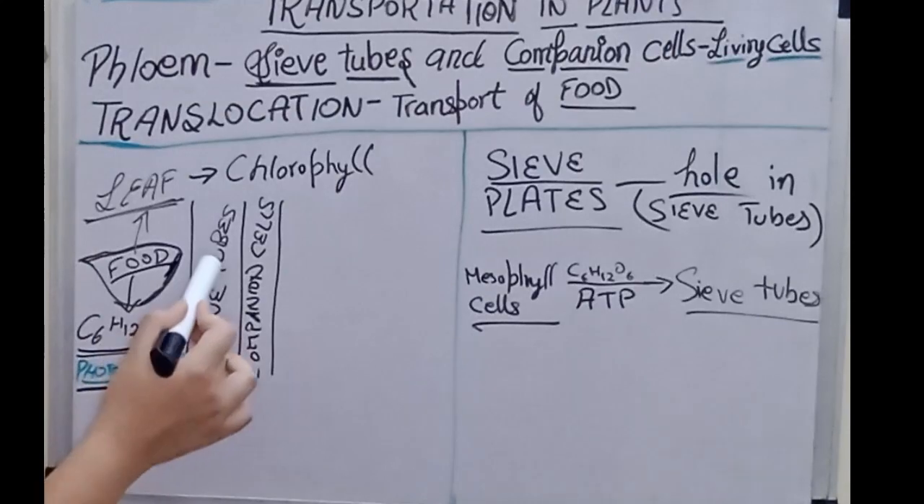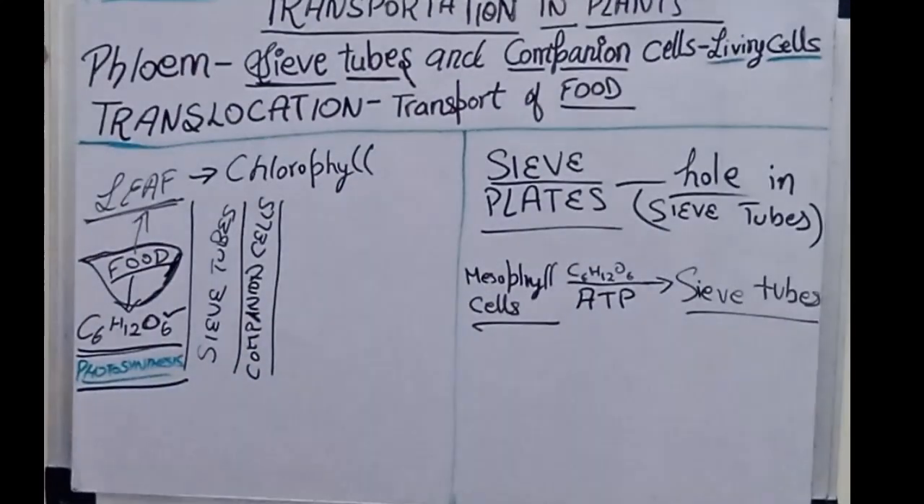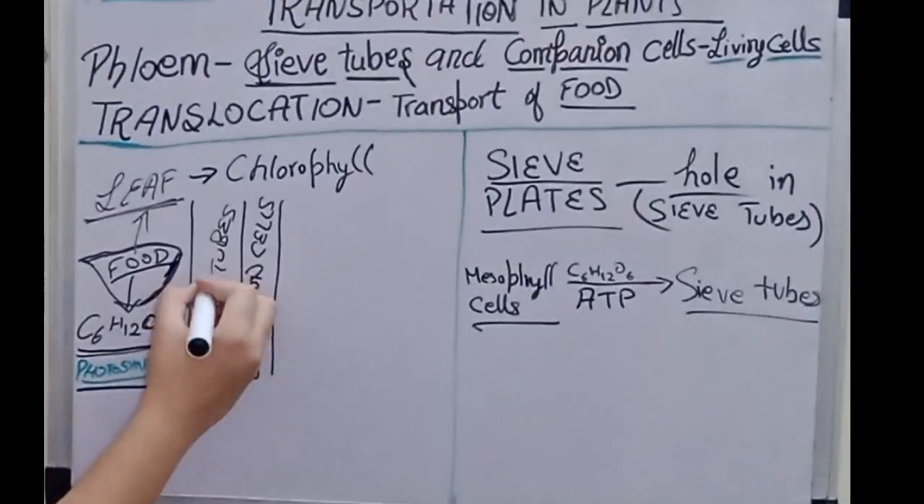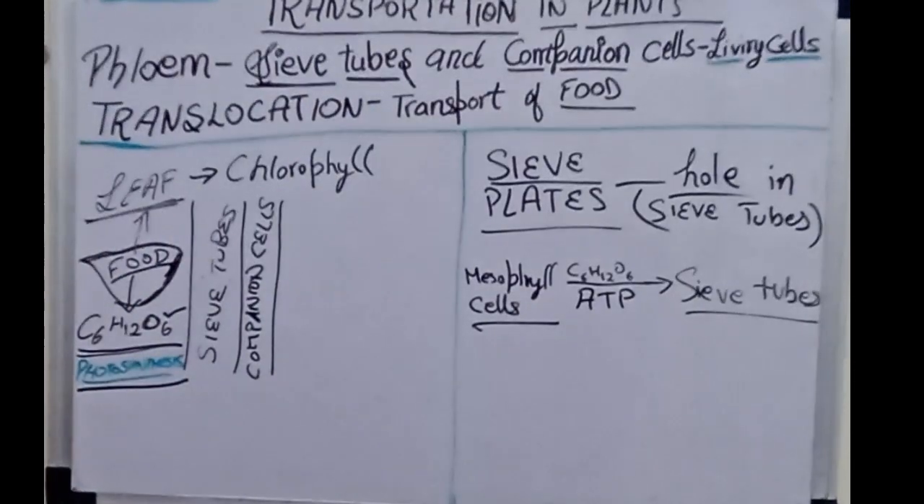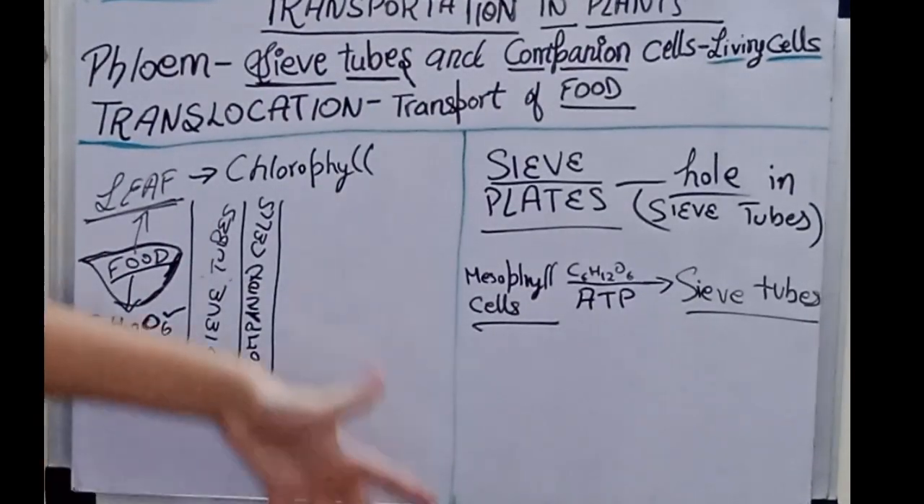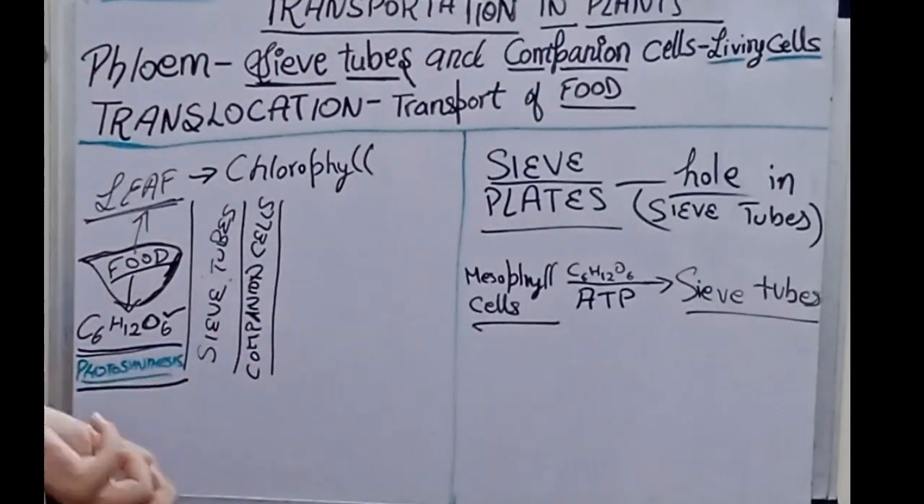Let's say now this food has come here into the sieve tube. Let's say your food is now here in your sieve tubes. What now? Now you have to transfer it to all the parts of the plant, because all parts of the plant need food to grow, to repair the damages and so on. So how will this happen? I'm going to rub it out, so just pay attention to it.